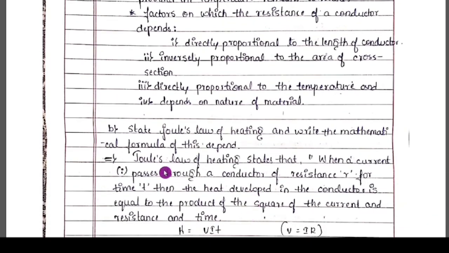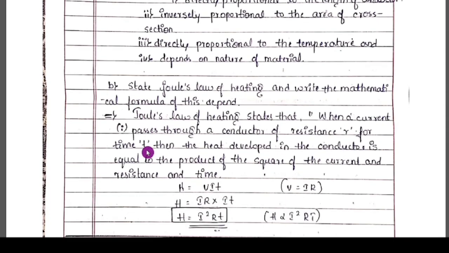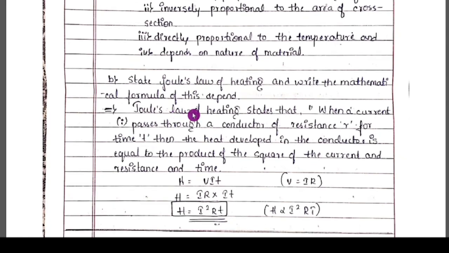And the B question, state Joule's law of heating and write the mathematical formula for Joule's law. Joule's law of heating states that when a current I passes through a conductor of resistance R for the time t, the heat developed in the conductor is equal to the product of square of the current, resistance and time. That means H is equal to VIT.